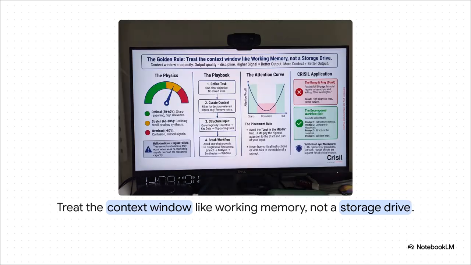Alongside those 6 questions, you've got to start treating the AI's context window like human working memory, not some massive, endless storage drive. Here is your 4-step playbook for managing that memory. 1. Define the task clearly with one single objective. 2. Curate the context. Seriously, filter out all that irrelevant noise. 3. Structure your input logically by stating the objective first and then providing the data. And 4. Break the workflow into sequential steps instead of relying on one massive, totally overloaded prompt.